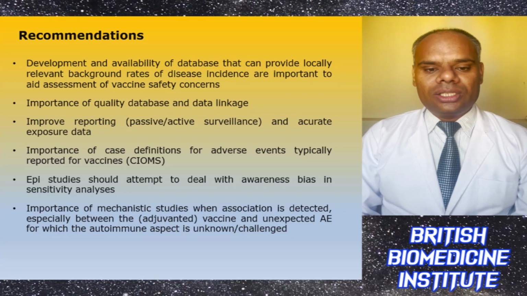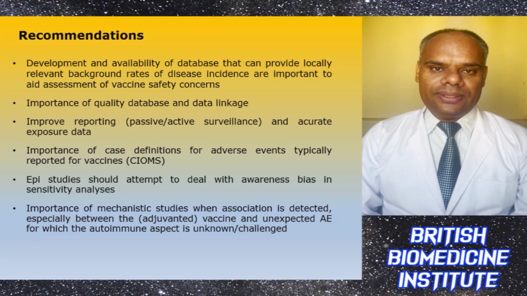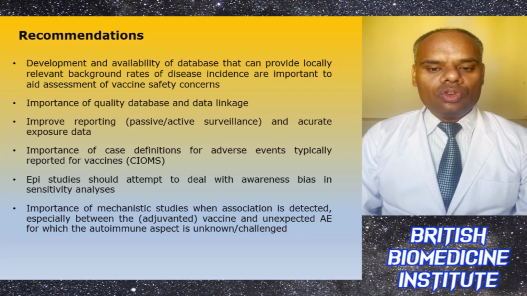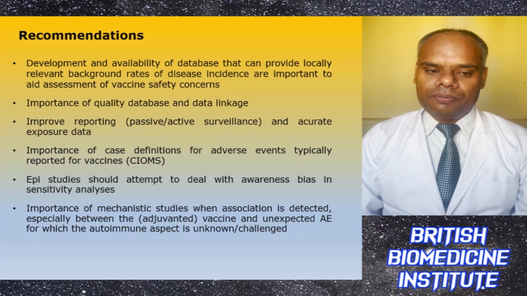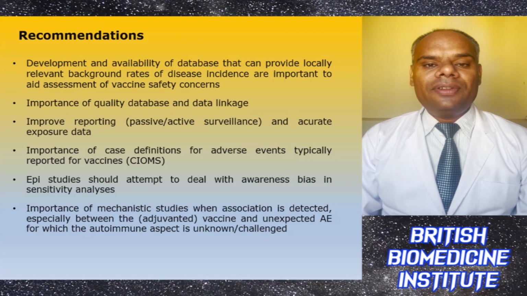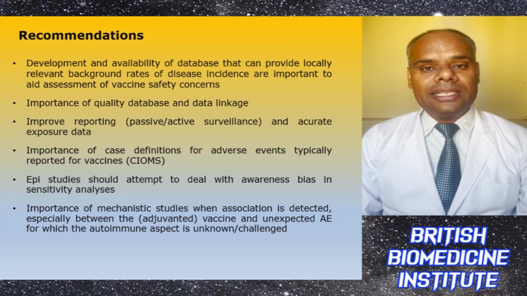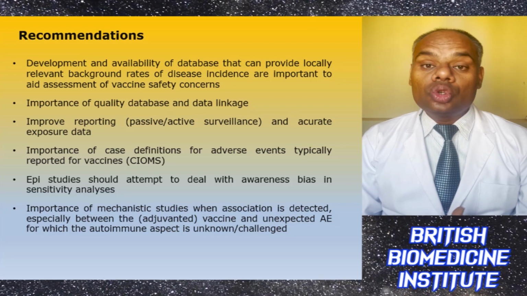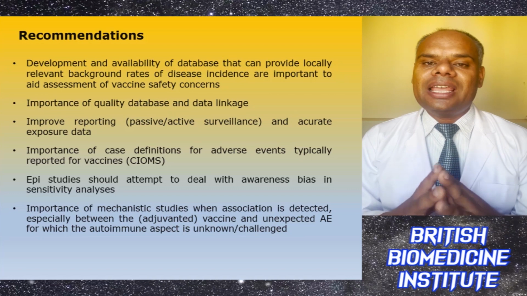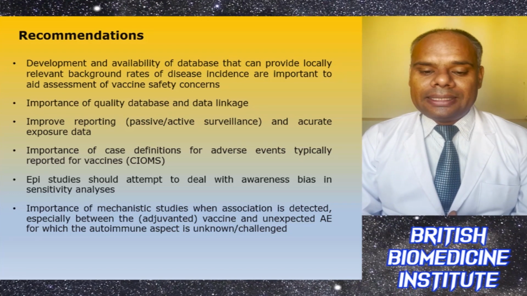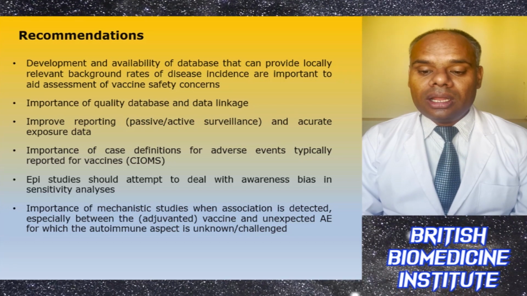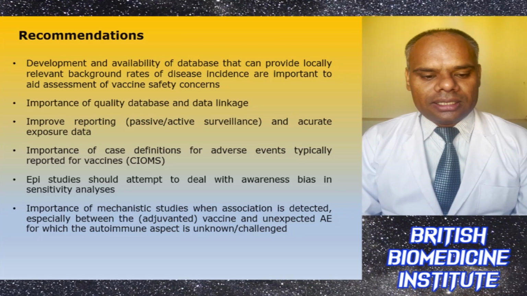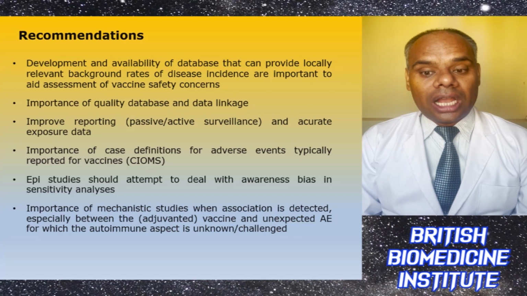There is an importance of quality databases and data linkage. There can be improved reporting, either active or passive surveillance, or accurate exposure data. There is importance of case definition of adverse events typically reported with vaccines, like your SIOMs. Epidemiological studies should attempt to deal with awareness bias in sensitivity analysis, and there is importance of mechanistic studies when an association is detected, especially with adjuvanted vaccines or unexpected adverse events for which the autoimmune aspect is unknown or challenged.